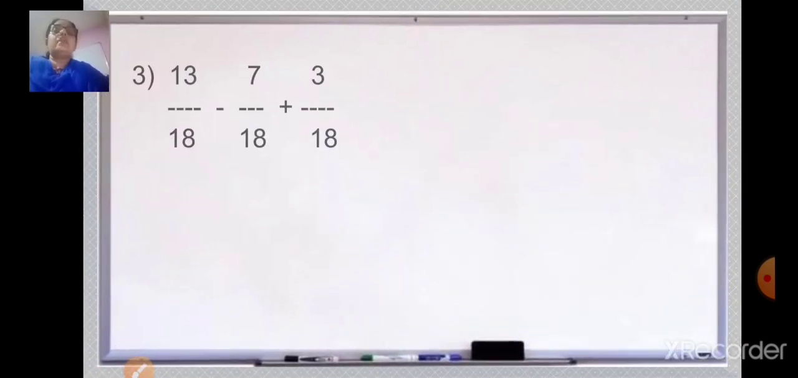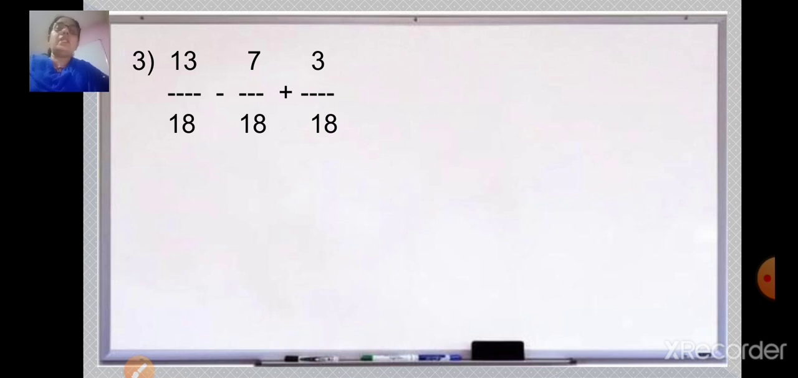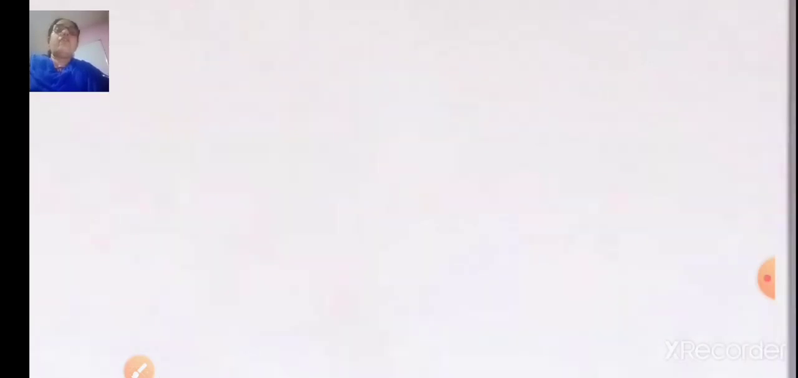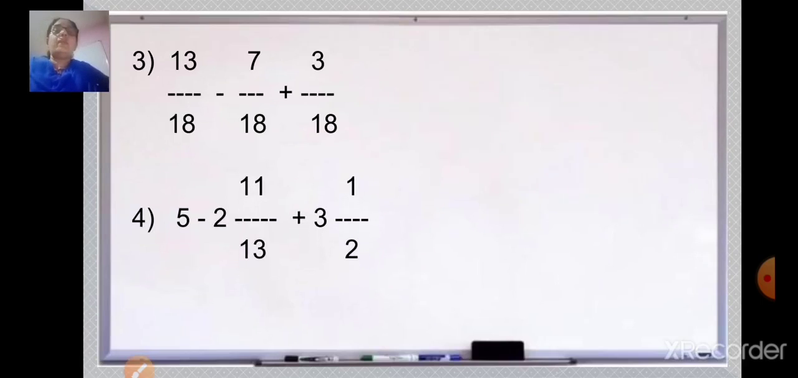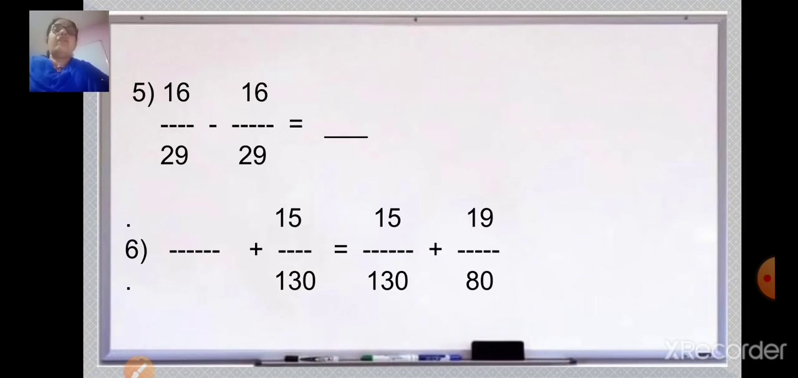Third one is 13 upon 18 minus 7 upon 18 plus 3 upon 18. Fourth one is 5 minus 2 whole 11 upon 13 plus 3 whole 1 upon 2. And the fifth and the sixth one are according to the properties of fractions, that is 16 upon 29 minus 16 upon 29. And the sixth one is dash plus 15 upon 130 is equal to 15 upon 30 plus 19 upon 80. Okay, so just solve all the sums in your homework book.